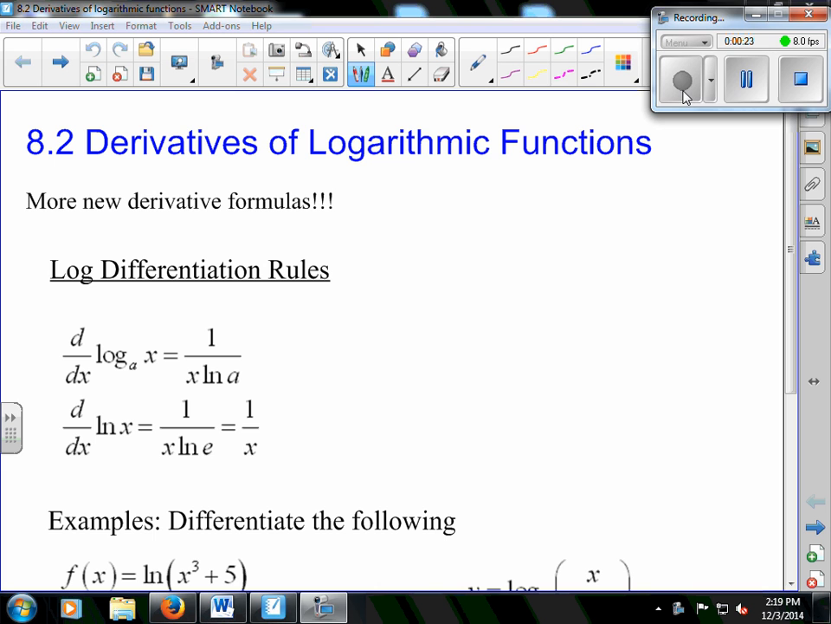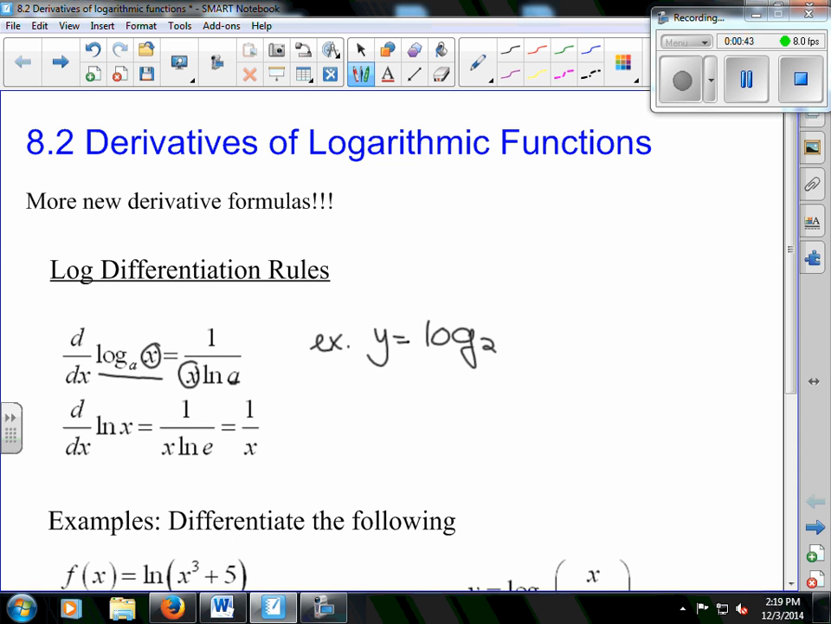So our formula is that the derivative of a logarithm is 1 over what you're taking the logarithm of, x, times the natural log of a, where a is the base. So for example here, if y equals the log base 2 of x, then the derivative is 1 over x times the natural log of 2.